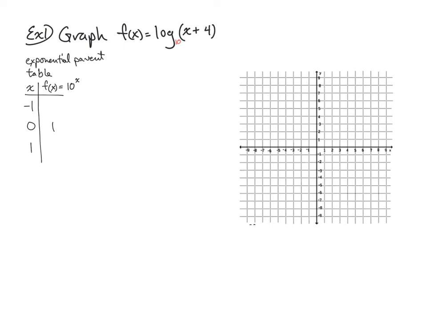So 0 is always paired up with 1, 1 is always paired up with the base, and -1 is always paired up with the reciprocal of the base. Now here is a funny thing about this. We are trying to graph a log function. You can tell because there's a log in the function. Anyway, this is not a log table. This is an exponential table. So an exponential table, which I've already gone over, is pretty easy to compute, and needs to be transformed into the log parent table.